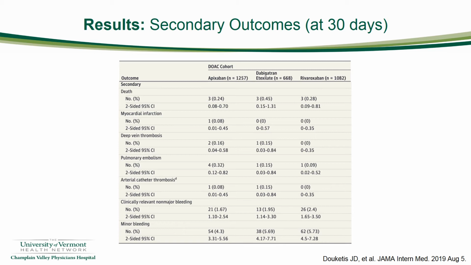Clinically relevant non-major bleeding occurred in less than 2% in the apixaban and dabigatran groups, but occurred in 2.4% of the rivaroxaban treated patients. And as far as minor bleeding goes, there was a little bit more increased incidence of minor bleeding across the 3 cohorts. We can see right around 5% for most, 4.3% in the apixaban group, 5.69% in the dabigatran group, and 5.73% in the rivaroxaban group.